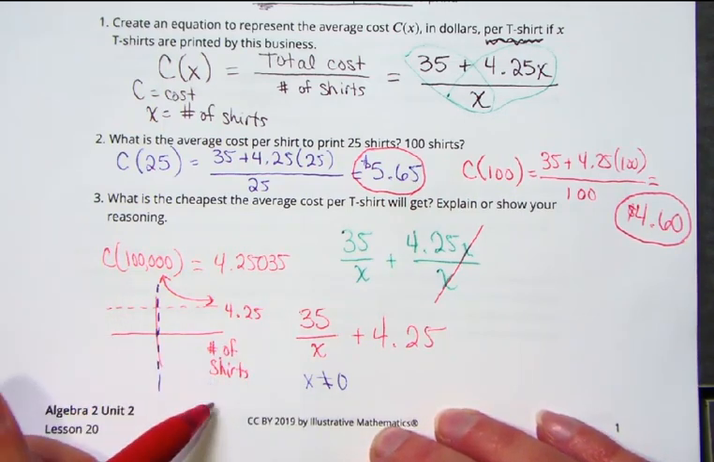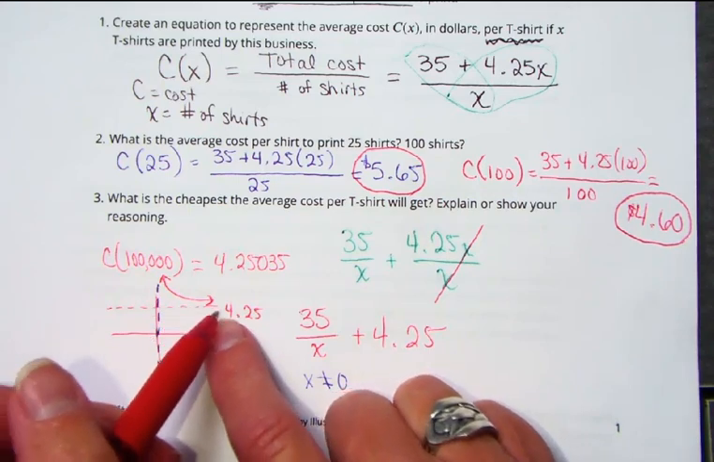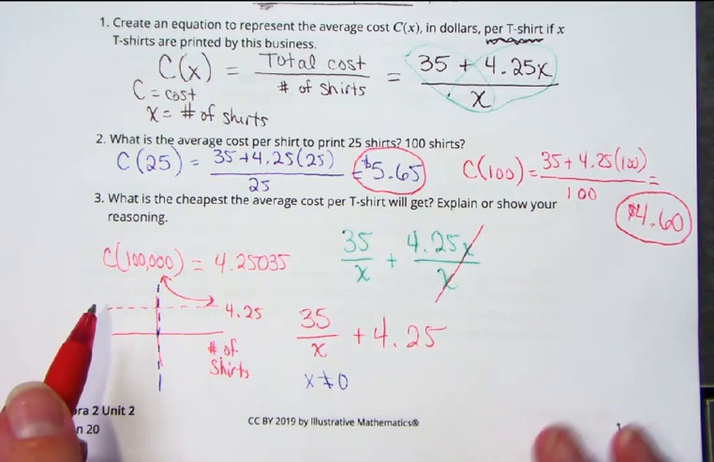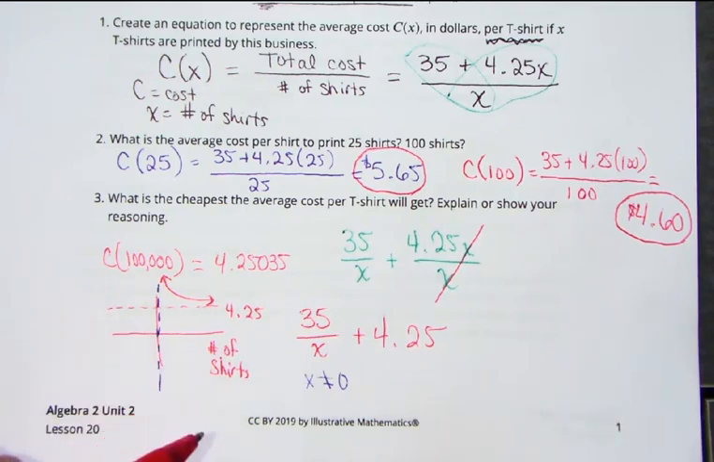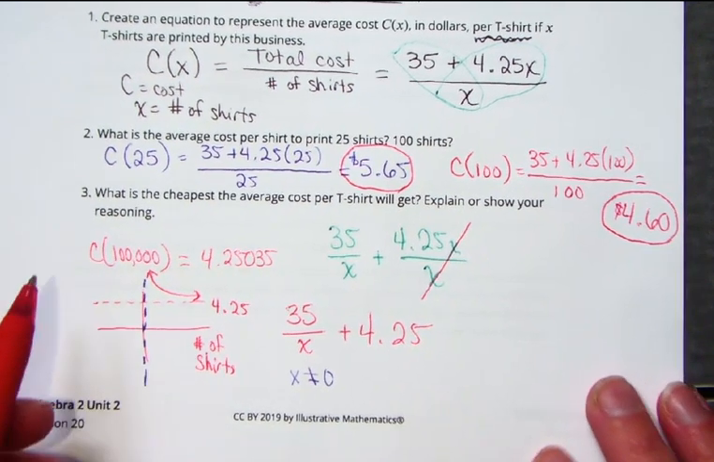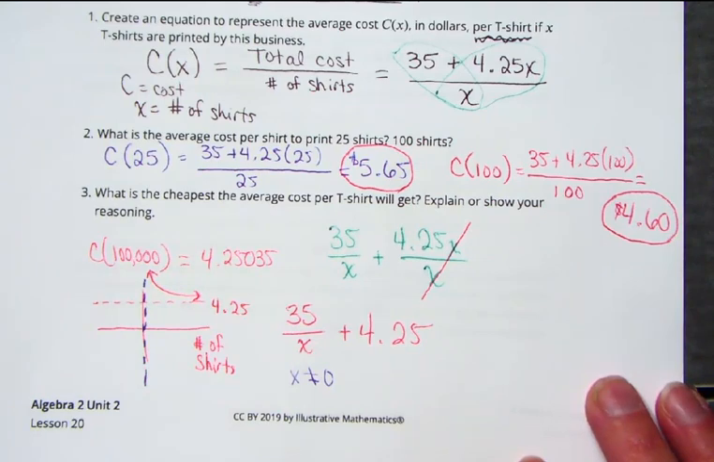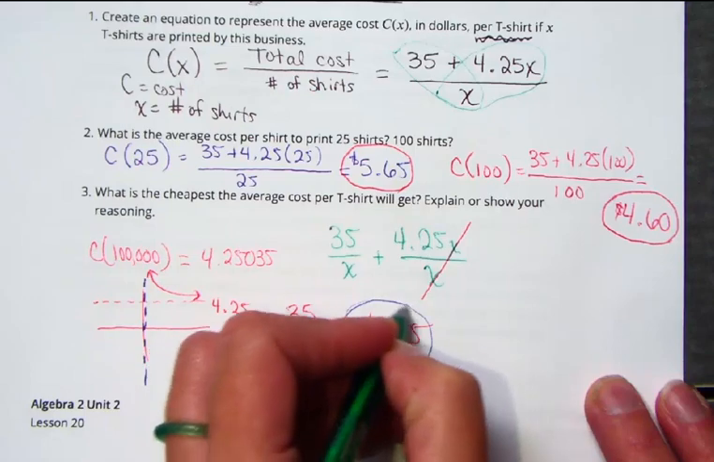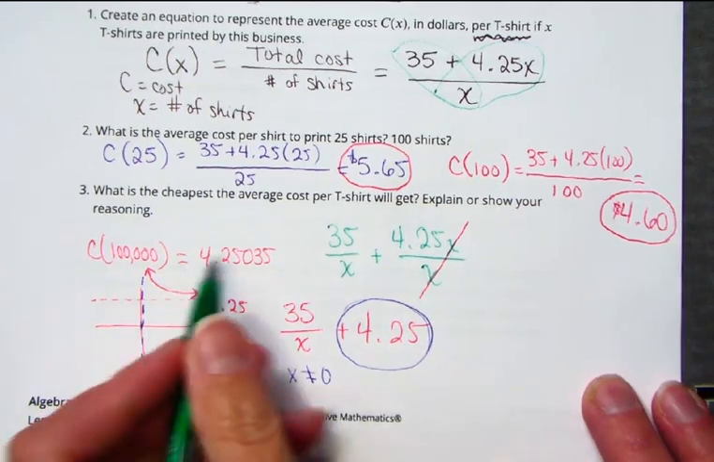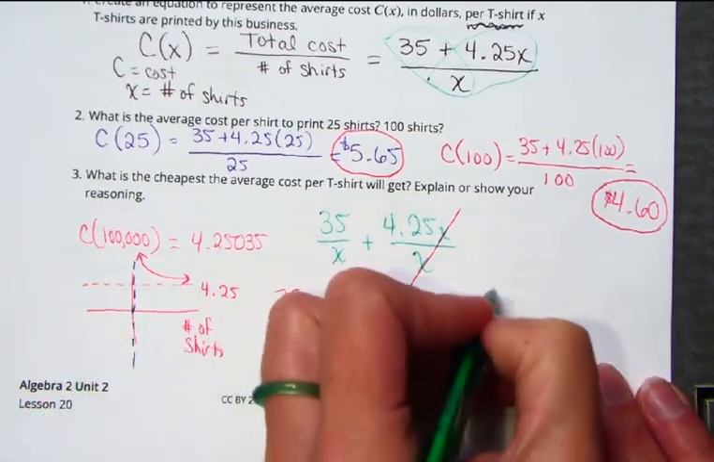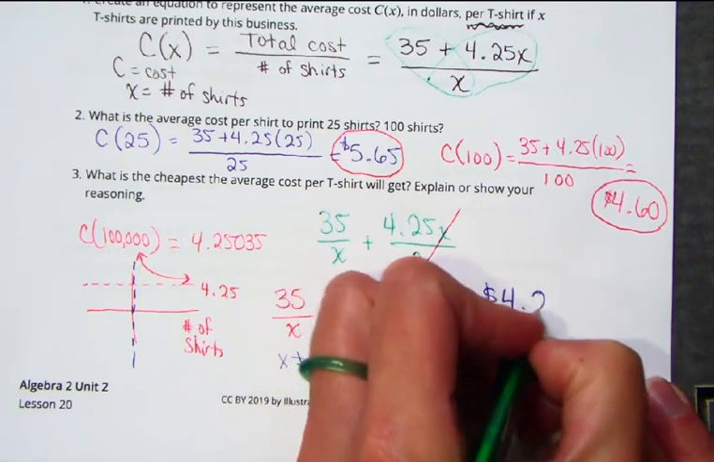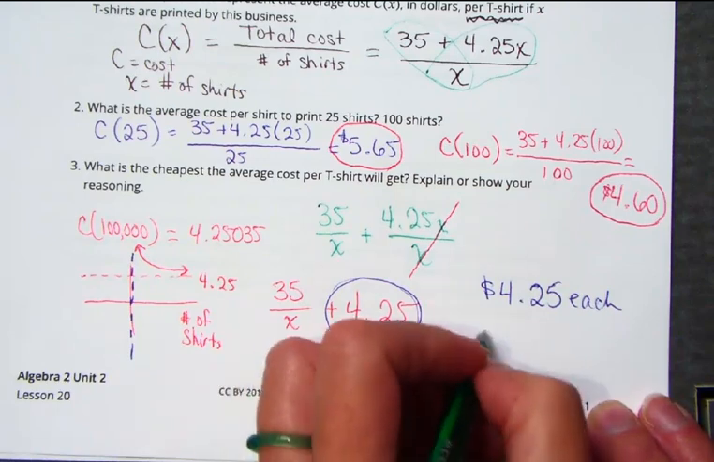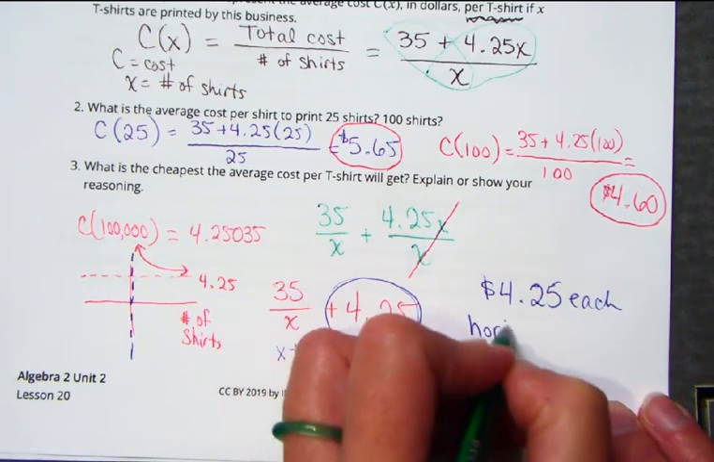Let's bring it all back to context. As we order more and more t-shirts, the price gets closer and closer to $4.25, but will never get lower than $4.25. So that is where my answer is, right here. The cheapest average cost it will ever get is $4.25 each, because that is our horizontal asymptote.